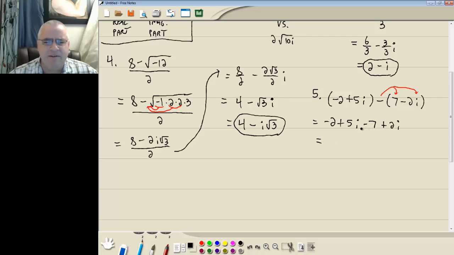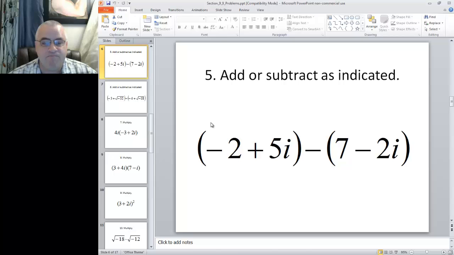Ignoring the fact that i stands for imaginary, let's treat them like variables. If we are combining together like terms, we'd combine the numbers. Negative 2 and negative 7 gives us negative 9. And we'd combine together the i's. 5i plus 2i gives us 7i. And that's our answer. Now, if I was putting this into the calculator, I would just type it in exactly as you see it.